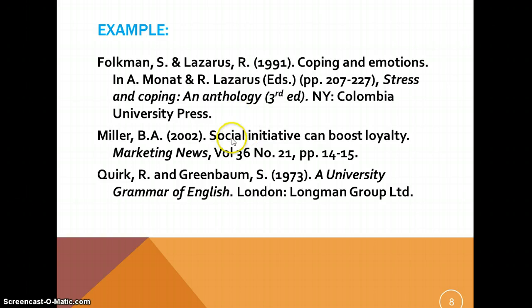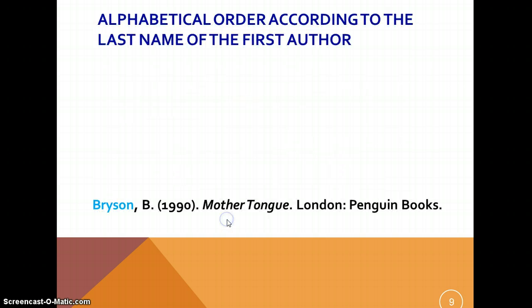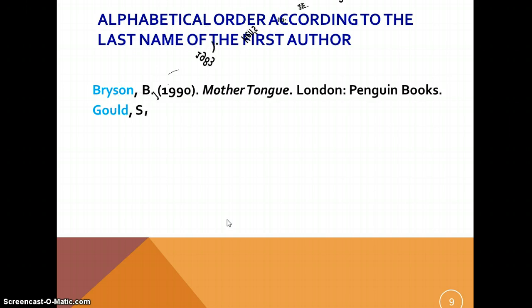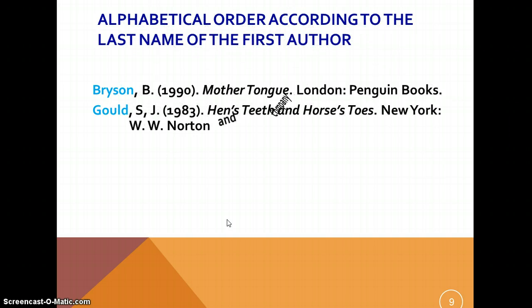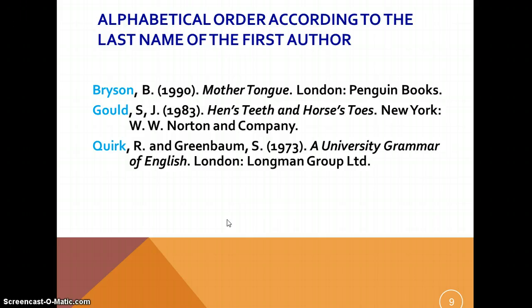And again, you can take a closer look at these. We've already looked at these examples. And again, it appears in alphabetical order. So we see that we have Bryson, Gould, and Quirk. But if we look here, what do we see? Quirk and Greenbaum. The difference here is that Quirk was the lead researcher.